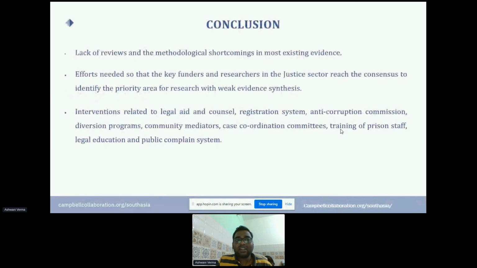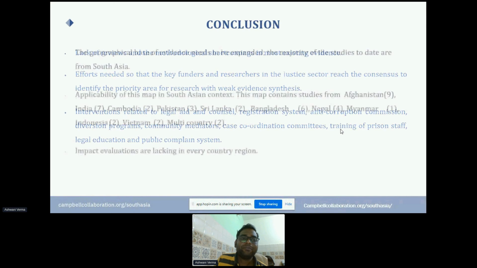So our conclusion is about the lack of reviews and the methodological shortcomings. Effort is needed so that key funders and the research and justice sectors reach a consensus to identify priority areas for research work. And the interventions we discussed just now are particularly the ones that are lacking.